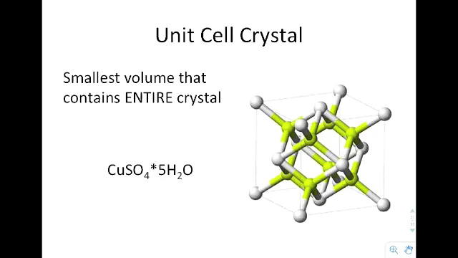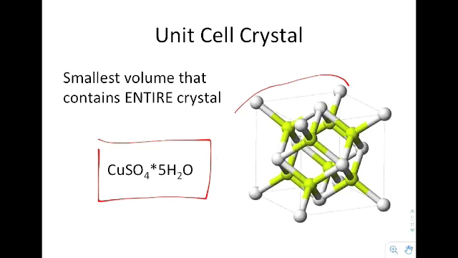The smallest unit of a crystal is usually called a unit cell. So for example, this right here would be a unit cell. If I had copper sulfate, a sulfur, 4 oxygens, and then you have the water molecules around it. This right here represents a unit cell because it's the smallest possible structure of a crystal.